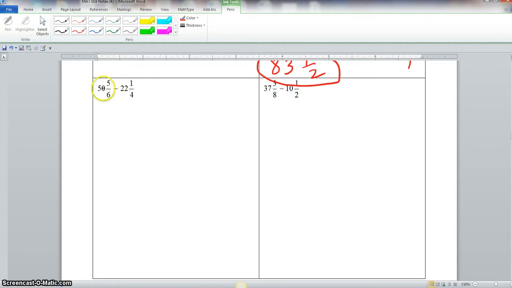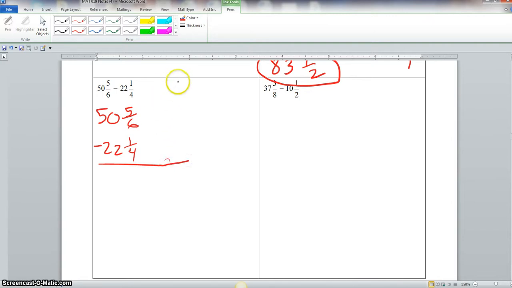So the first thing we should do here is change this from horizontal to vertical. So we have 50 and 5/6 minus 22 and 1/4. Now, what we need to do is find the common denominator of these fractions. The common denominator of 6 and 4, we know we could use 12.